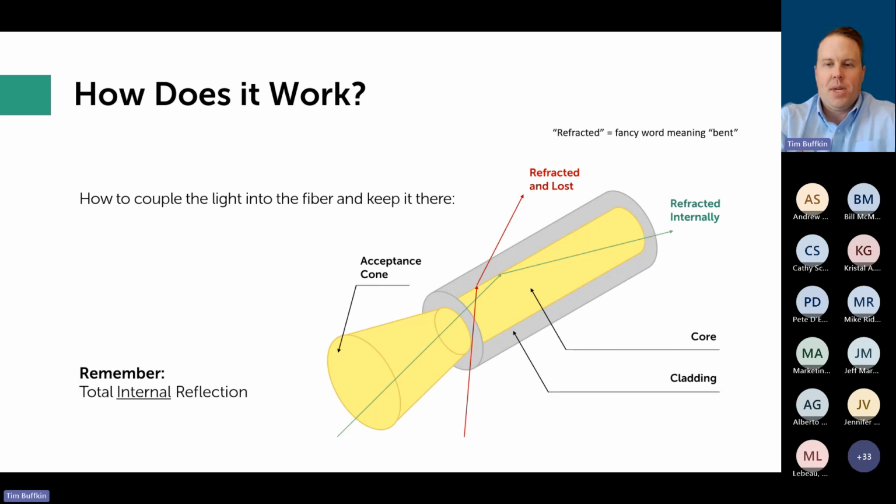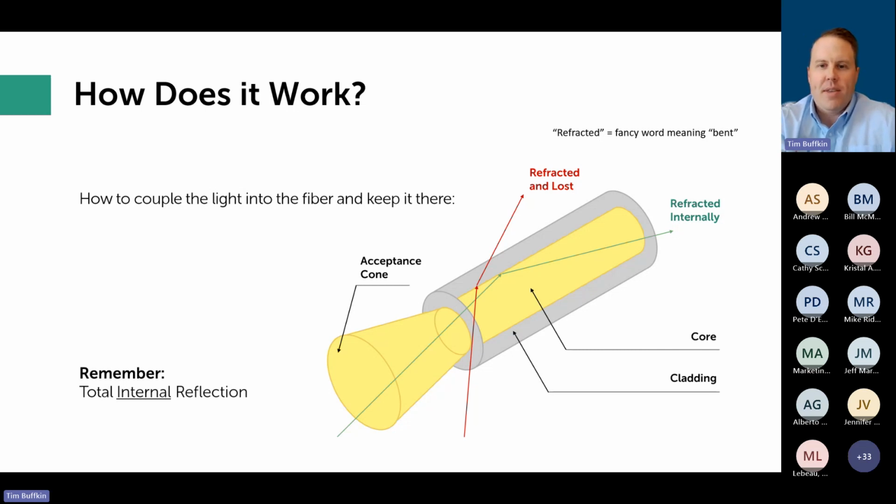So again, how does it work? This picture right here is basically what we were looking at with that video, with that laser going down that stream of propylene. So what you're going to have here is the core of the fiber in yellow and then the cladding in the gray. The acceptance cone is basically, if you think of this fiber right here, the bottom left side of that fiber, that's the beginning of the fiber. The acceptance cone is where you're going to have equipment that plugs into that fiber, and that's where the light is going to enter the fiber.